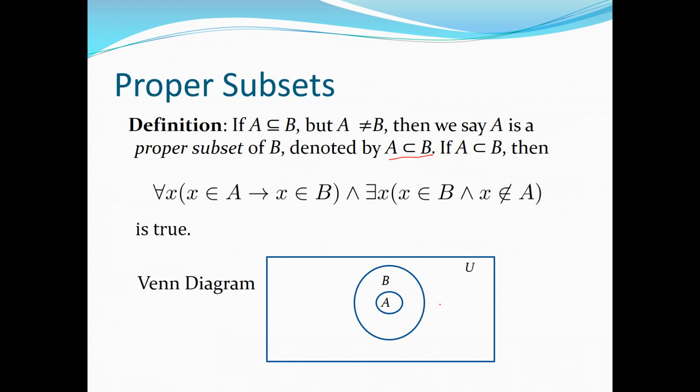If you see from this diagram, A is a proper subset of B if all the elements of A are present in the elements of B, and these two sets are not equal. Then we call it the proper subset. The definition says, for all x, x belongs to A implies x belongs to B, and there exists some x such that x belongs to B and x does not belong to A. So x is a member of B, but x is not a member of A. That's why it is not equal. So that's called the proper subset.